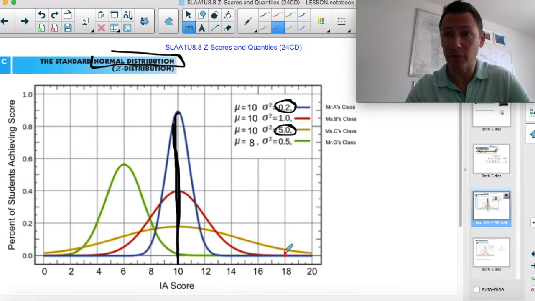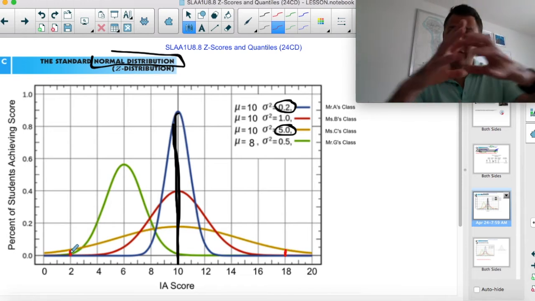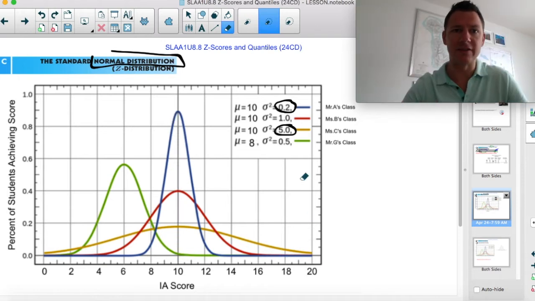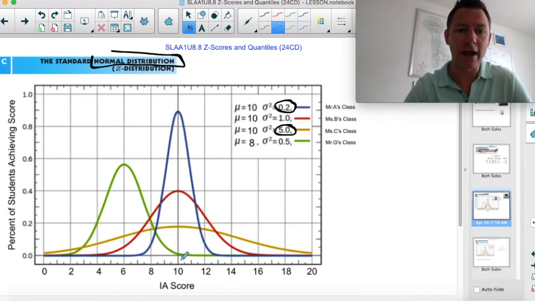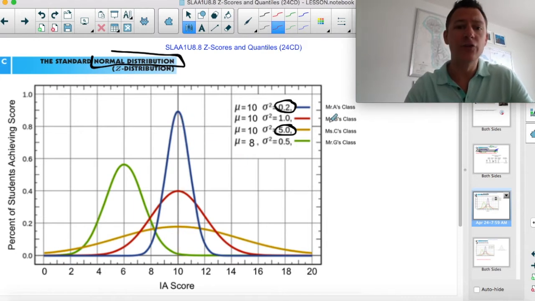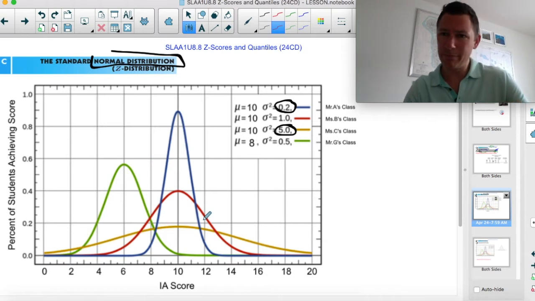In the orange, you have a little bit higher chance of getting an 18, but you also have a chance of getting a 2, because everybody's very spread out. In the blue class, maybe everybody's been shown very specific restrictions on what you should do your IA in that will make sure you hit a 10. What's interesting about this is these are all normal distributions, but it's hard to compare them.